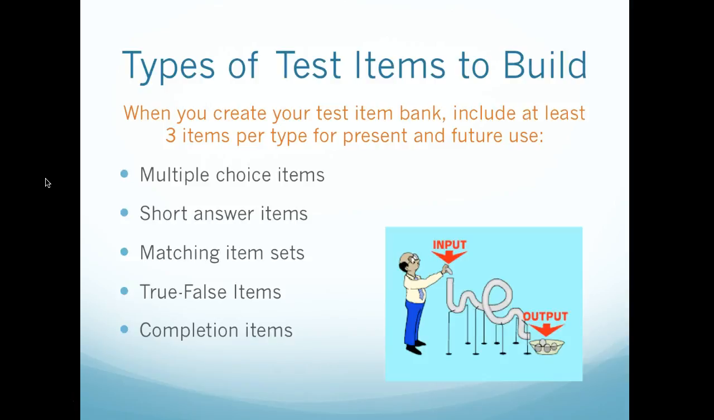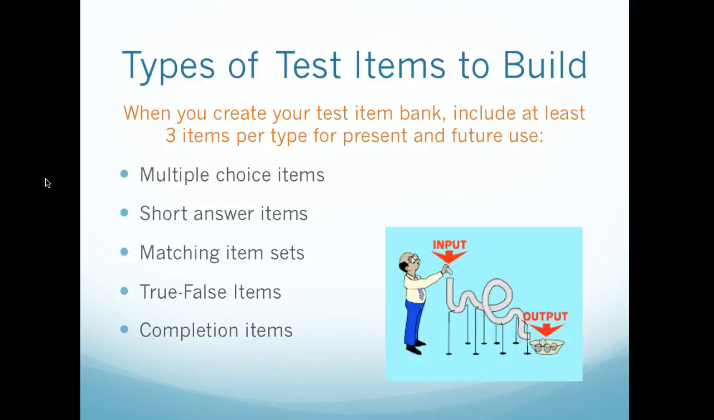Types of test items to build. These are the kinds that you're going to be making for this class. When you create your test item bank, include at least 3 items per type for present and future use: multiple choice items, short answer, matching test items, true false items, and completion items.